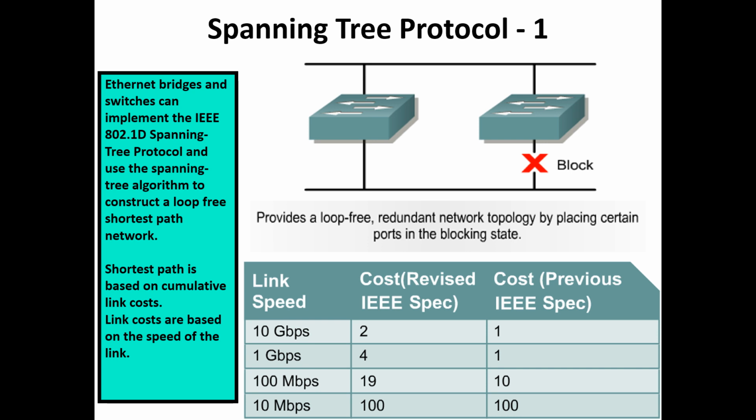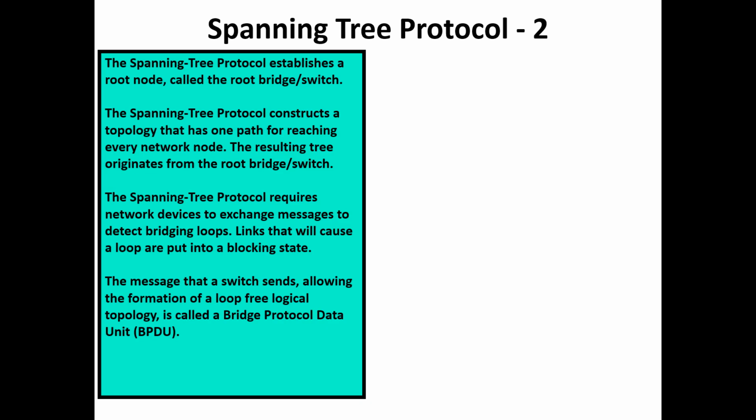Let's go to next slide. A spanning tree protocol establishes a root node called the root bridge or root switch. The spanning tree protocol constructs a topology that has one path for reaching every network node. The resulting tree originates from the root bridge or switch. The spanning tree protocol requires network devices to exchange messages to detect bridging loops. Links that will cause a loop are put in blocking state.